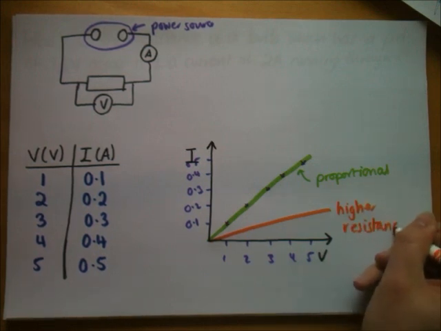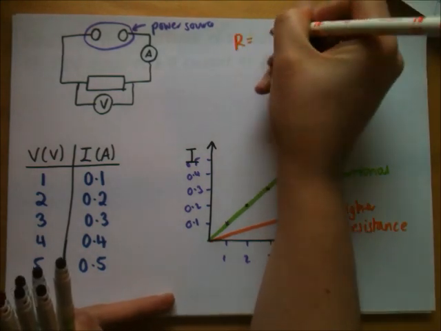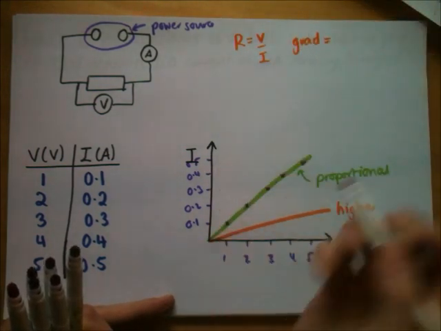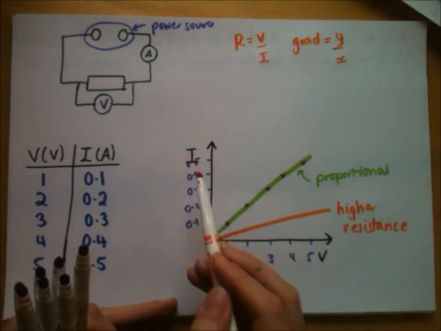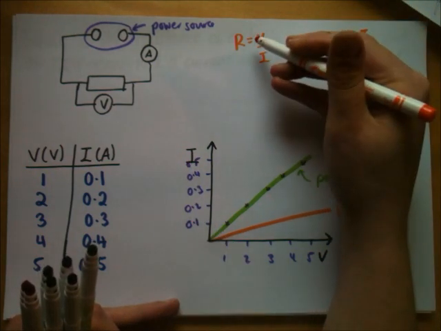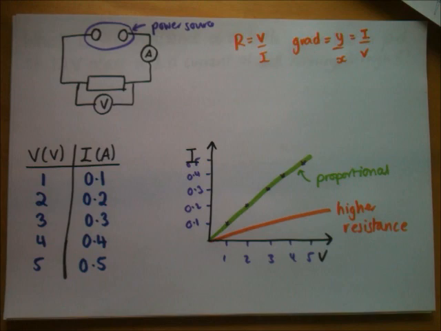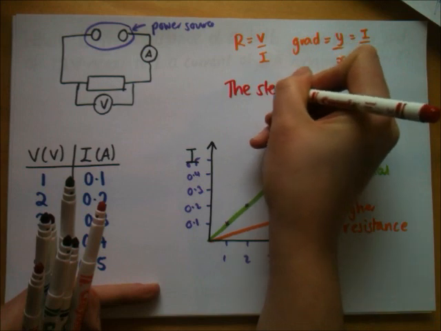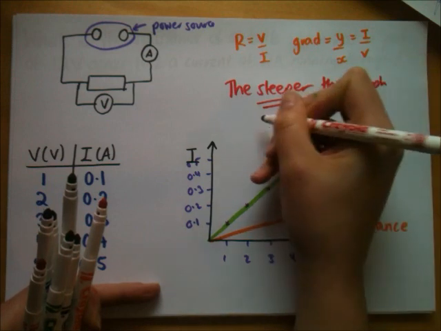Now, if you really want to go into the maths of this, ignore if you don't like maths, R equals V over I, but when we look at the gradient, that's always equal to y divided by x, isn't it? How far up divided by how far across. Now, if we look at that in terms of I and V, that's actually equal to I divided by V, which is the opposite of resistance. So R equals V over I, but gradient equals I over V. The really important thing to know, ignore that if it's too confusing, is that the steeper the graph, the lower the resistance.